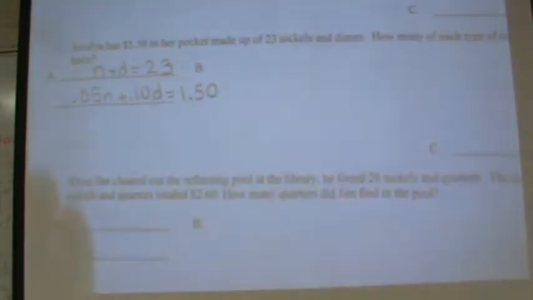Now, what's the second equation gonna be? 0.10D plus 0.05N. A nickel, how much is a nickel? 0.05N. How much is a dime? 0.10. And we have $1.50. Okay, so you can solve that at home, right? Okay, can you set up number 4 for me?